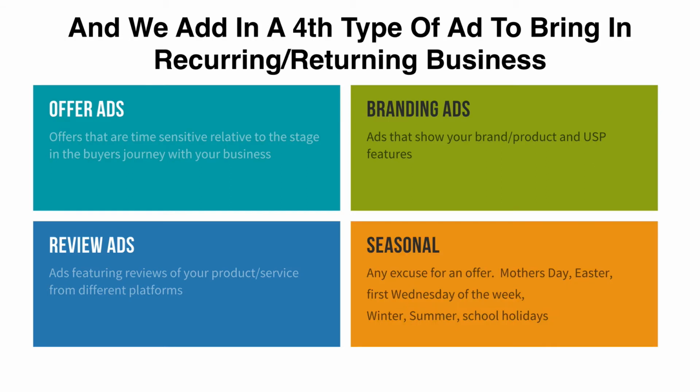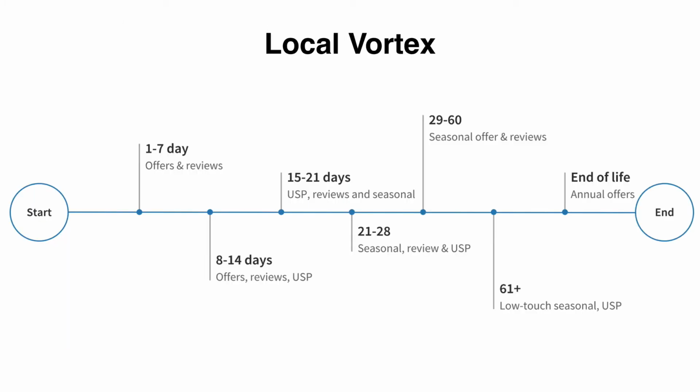And then we also add in a fourth type of ad to bring in recurring and returning business for you as well. So we can do this lots of different ways. We can run seasonal ads, Mother's Day, Easter, first Wednesday of the week offer. We can run winter, summer, or holiday specials. So there's lots of ways that we can run these quote unquote seasonal ads for you as well. So this is what the omni retargeting local vortex looks like from a 500-foot view. If we really zoom out from here.